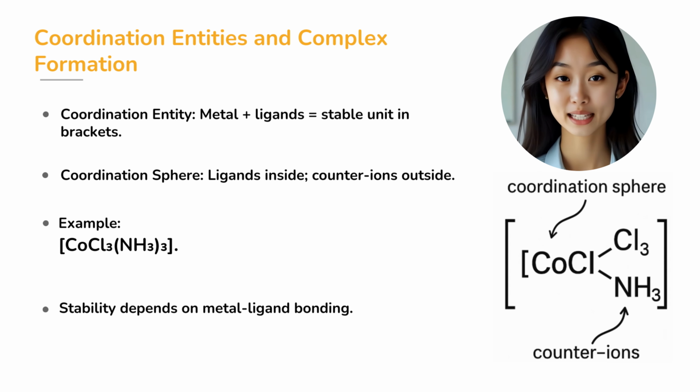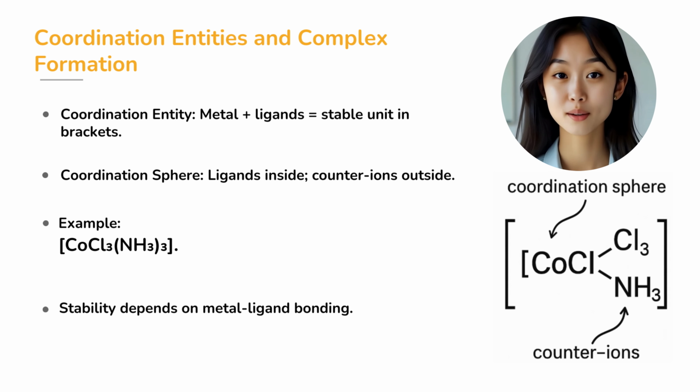So what exactly is a coordination entity? Imagine a cricket team. The central metal is the captain, the ligands are the players on the field, and together they form the coordination sphere, which is always written inside square brackets. Outside the bracket, you've got counterions, like the substitute players or the fans cheering from the stands.